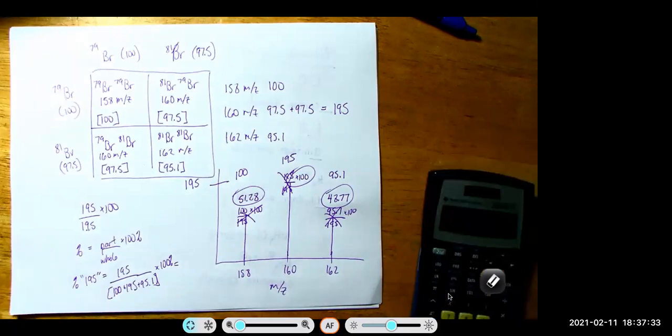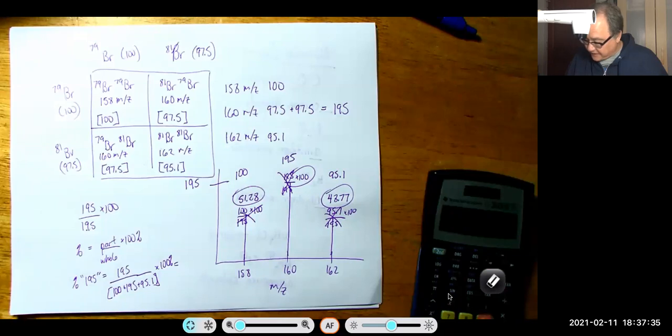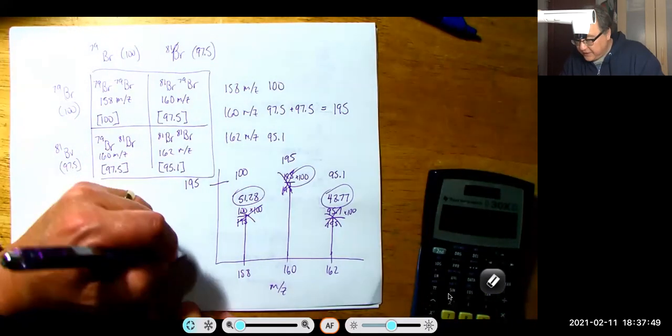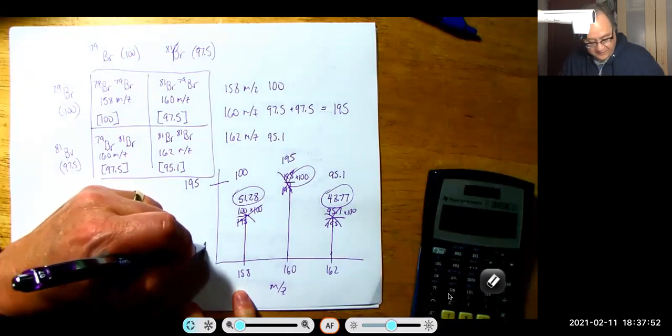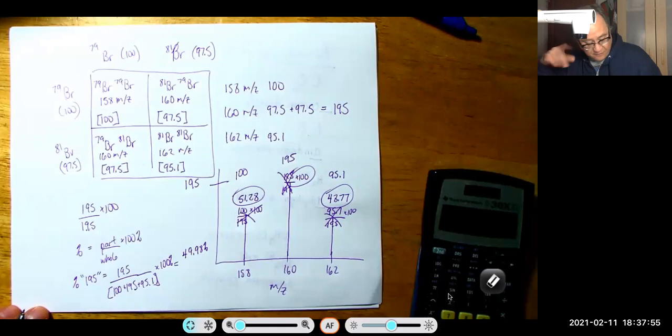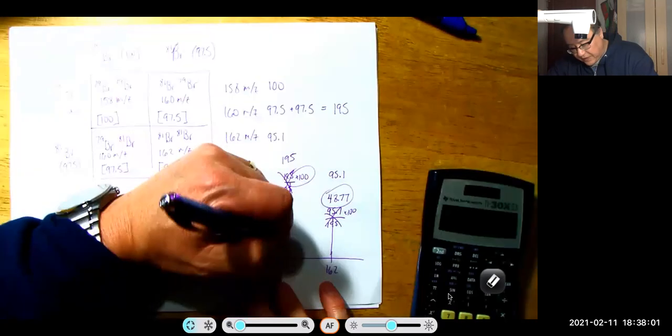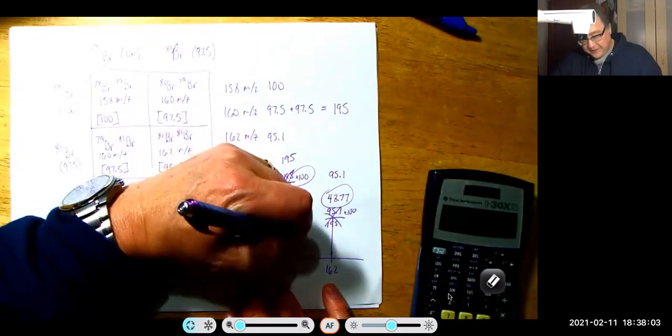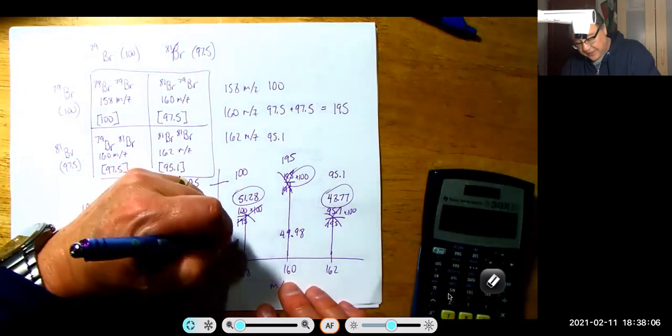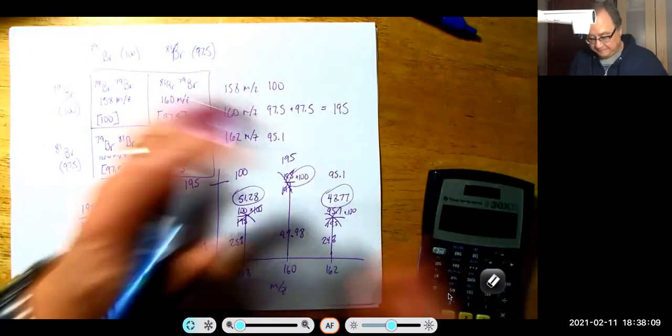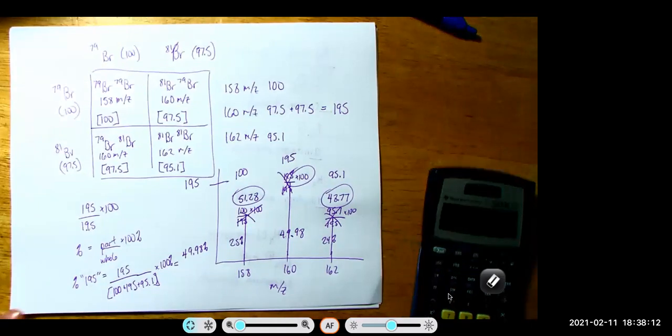So this one would be 195 divided by 100 plus 195 plus 95.1, and then times 100. So this one would be 49.98%, if I did that right. And let me think about that for a minute. Yep. So this peak would be 49.98%. And you can see that this one would be about 25%, and this one would be about 24%, something like that. And these all add up to 100.